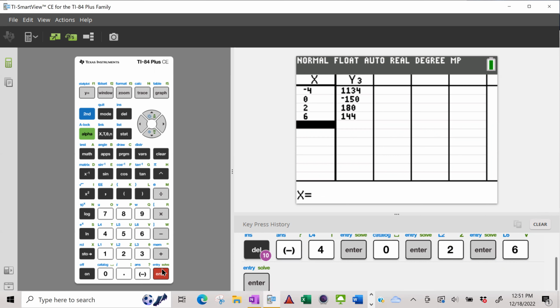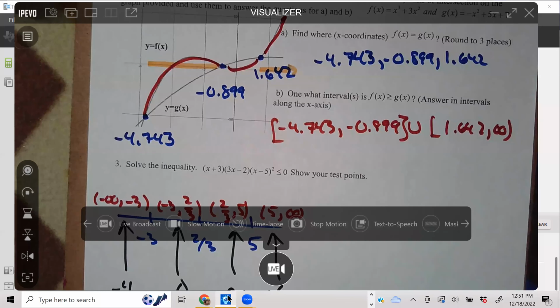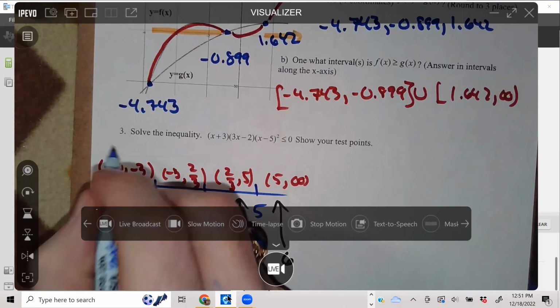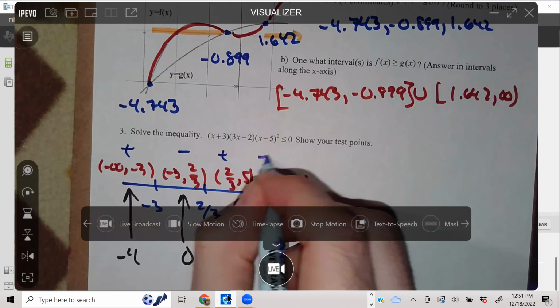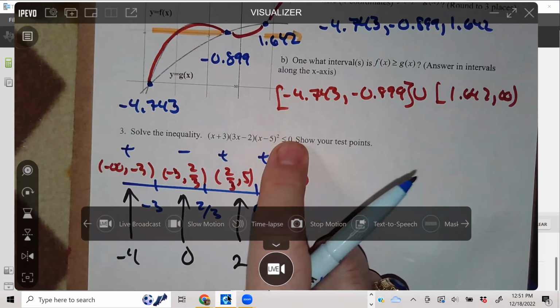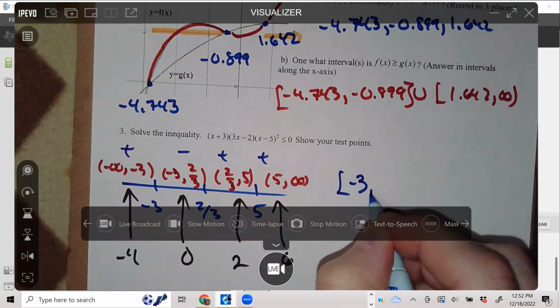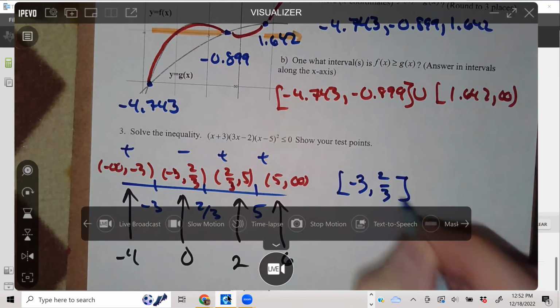Okay, so that's what I expected. That's what I got. The reason you're getting the positive, positive there is because of the square term. You get a bounce if you were to look at the graph. So it touches the x-axis, but it remains positive. So positive, negative, positive, positive. If you keep in mind that we want to know where this is less than or equal to 0, that means we want this interval here, which is going to look like negative 3 to 2/3 with brackets.